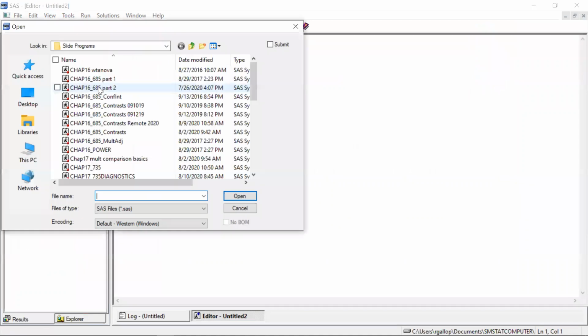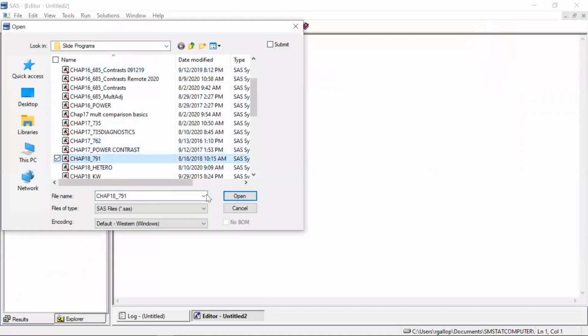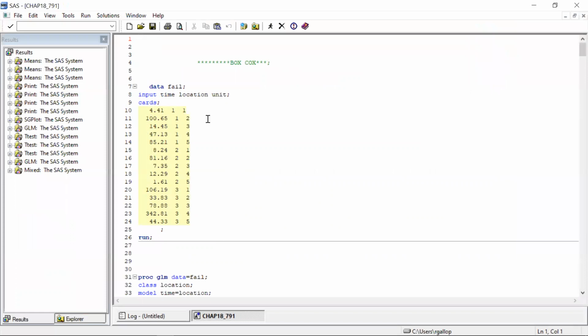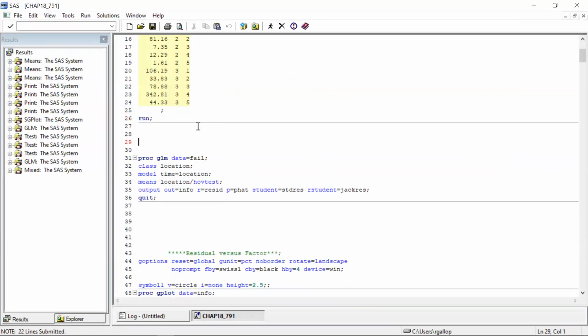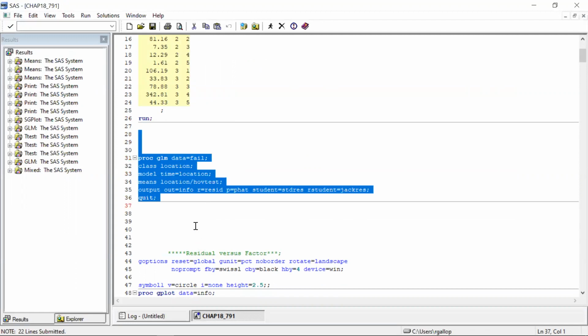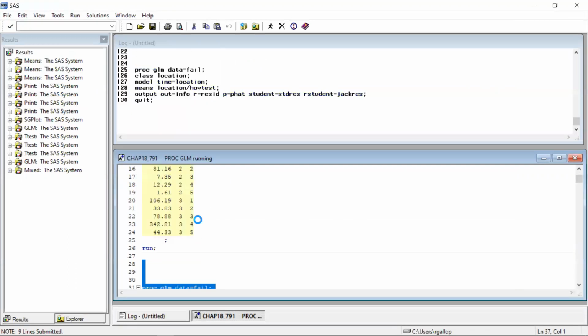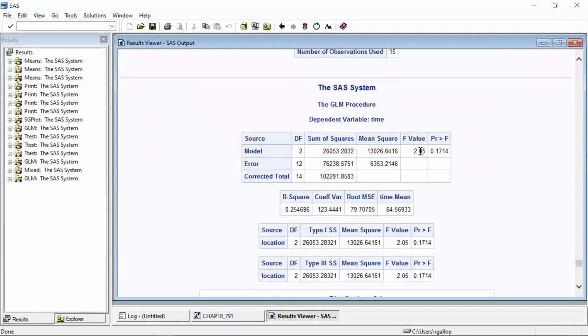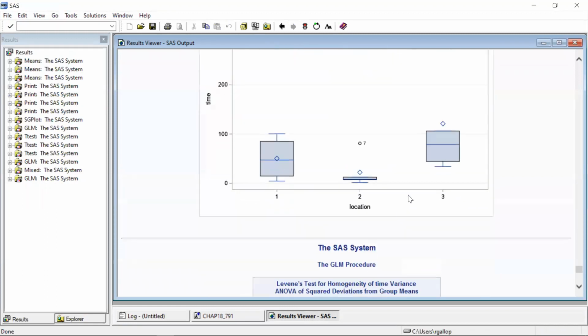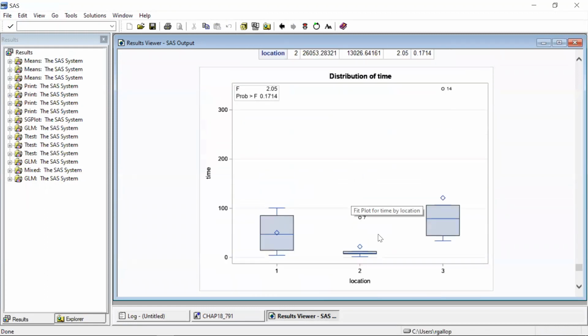So I'm going to go here and open 18, 791. We've got 3 locations and 5 units per location. We're looking at failure time. I'm going to go ahead and load this data. When I load this data, I can go ahead and just run the ANOVA model. When I run the ANOVA model, as we slide across, there's not a significant effect overall. Again, you could see something's going on here, especially with these outliers.